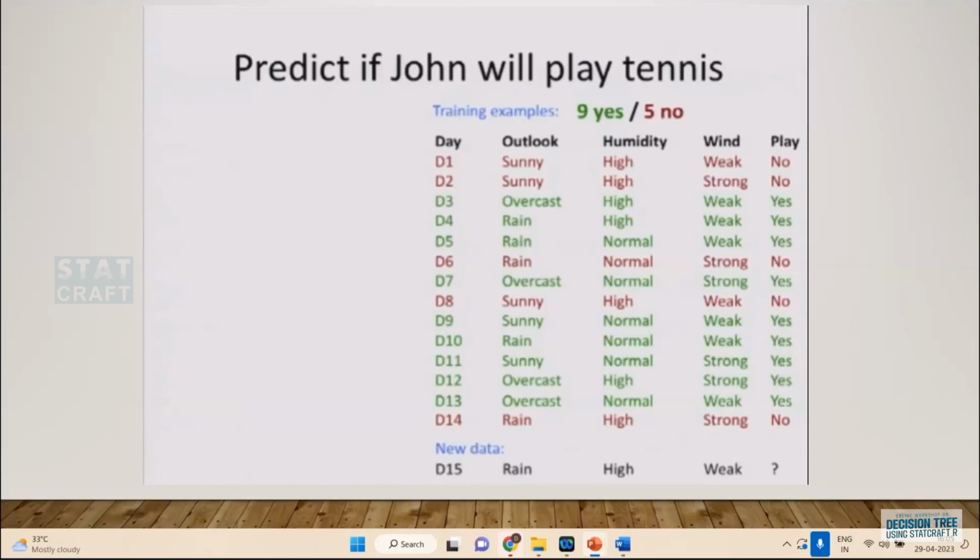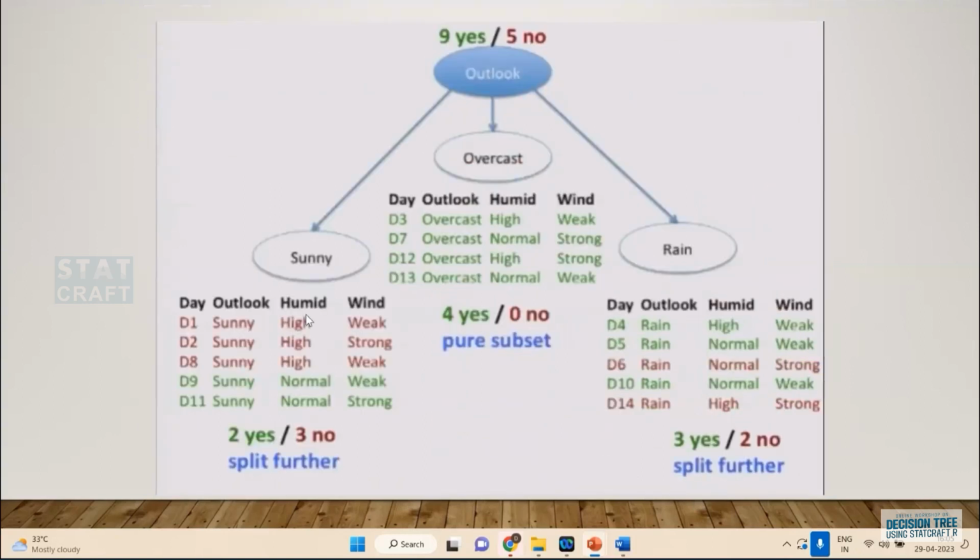Now in total, there are 9 times when John has played tennis, and there are 5 times when John has not played tennis. What we want to do is train the algorithm using the data, and when we give a new data set, we want to predict whether John will play or not. The data will get split when you run the decision tree, based on the purity of the node.